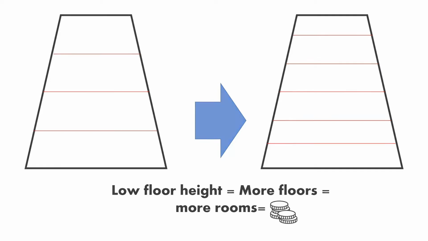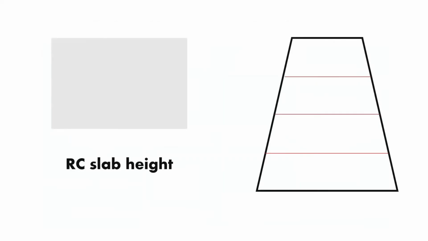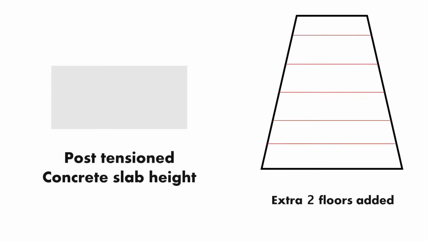By using a post-tensioned concrete slab, the downstand beam could be removed, so the thickness of the slab was reduced. Conclusionally, by using post-tensioned slab, an extra 2 floors could be added.